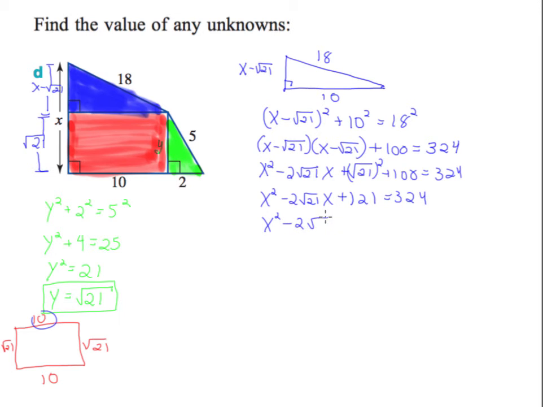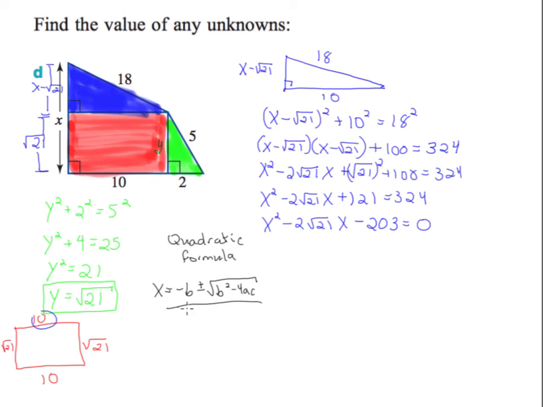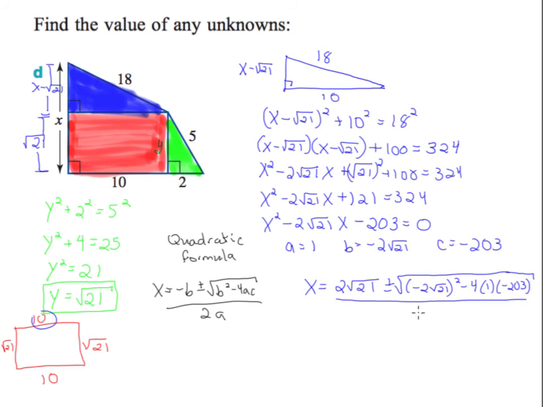And remember, in order to solve a quadratic, I've got to get it equal to 0, so I'm going to subtract 324 from each side. Then I can solve this by any method I want. I'm going to use the quadratic formula, since I have that b term of 2 square root of 21, which is kind of hard to work with. Remember, our quadratic formula is opposite of b plus or minus the square root of b squared minus 4ac, all over 2a. So identify your a, your b, and your c, plug that into the quadratic formula, and use our knowledge of algebra to simplify this problem down.